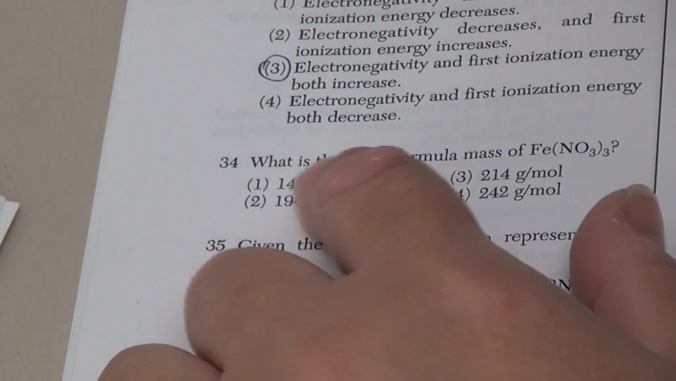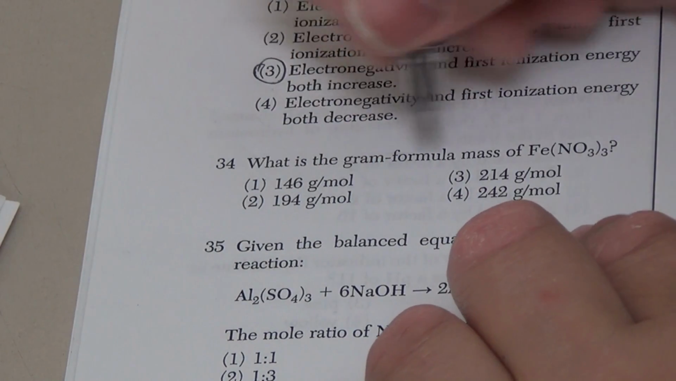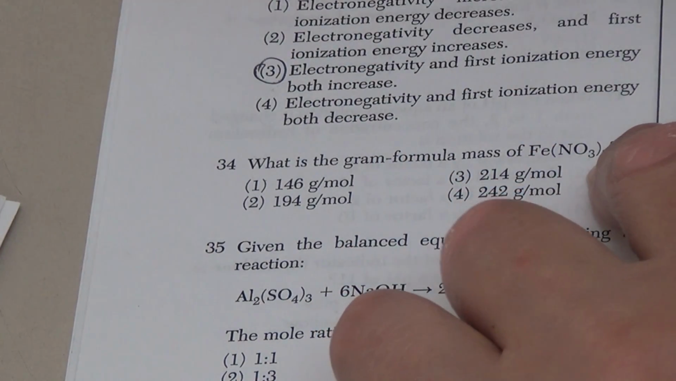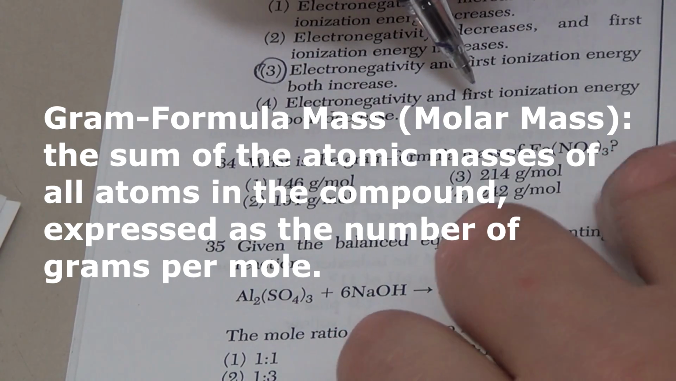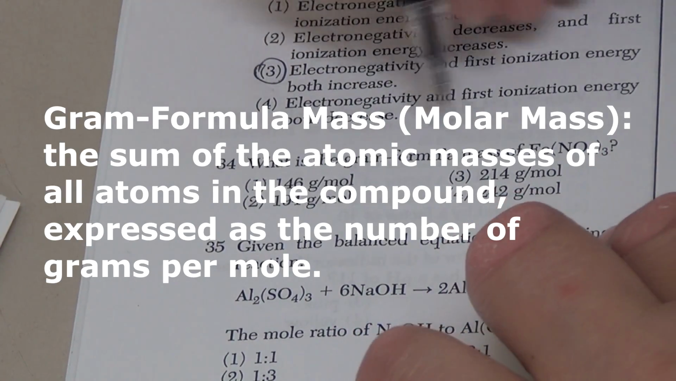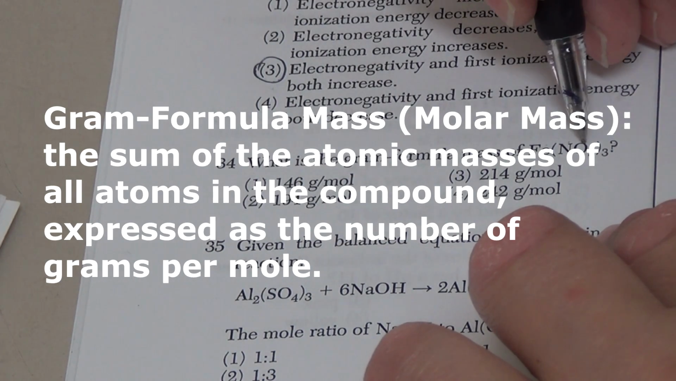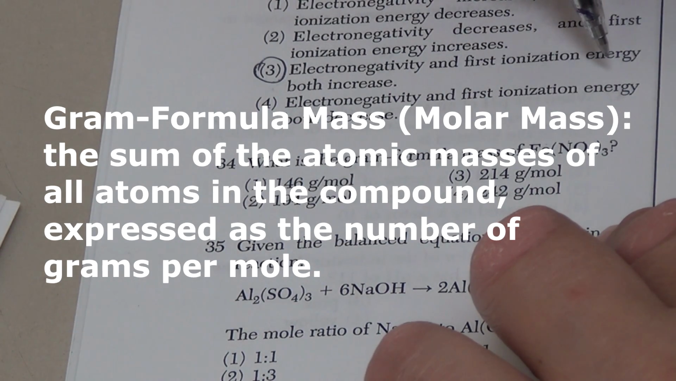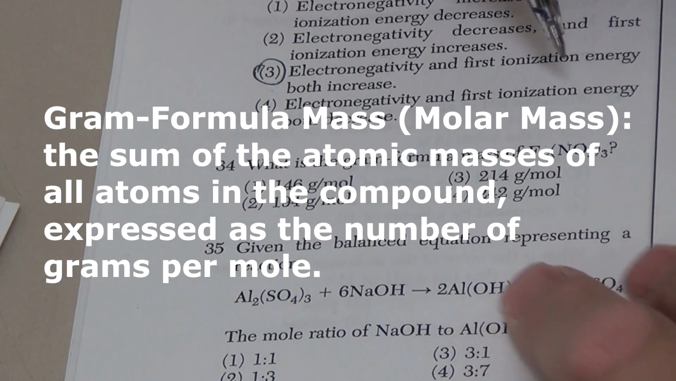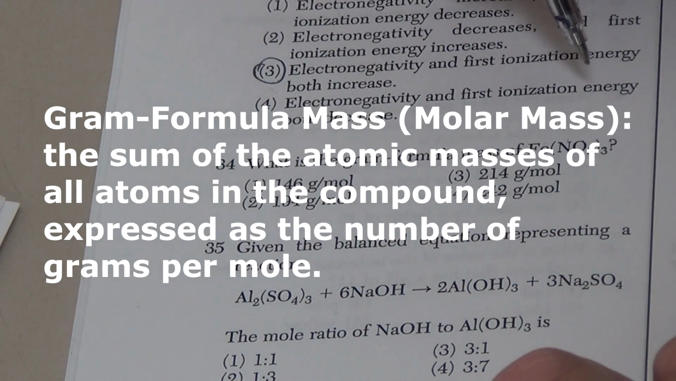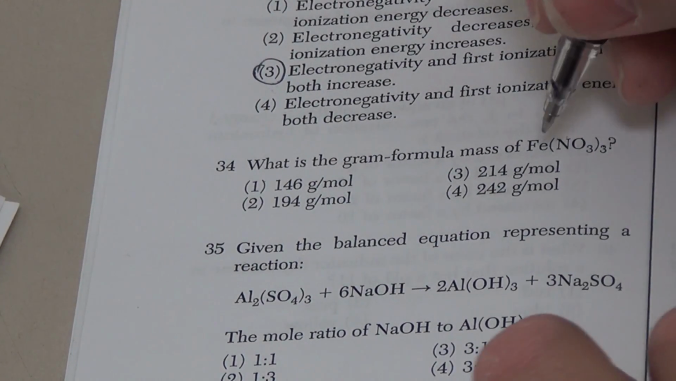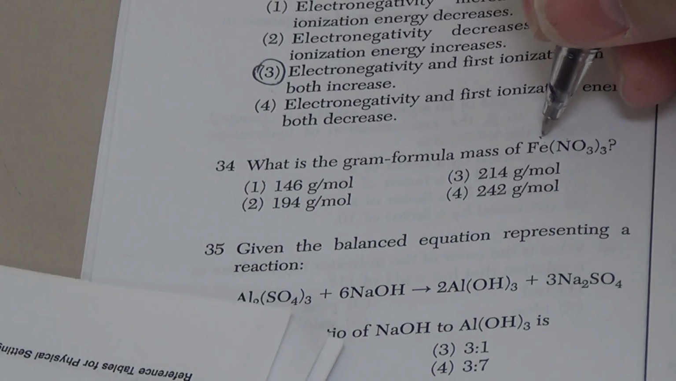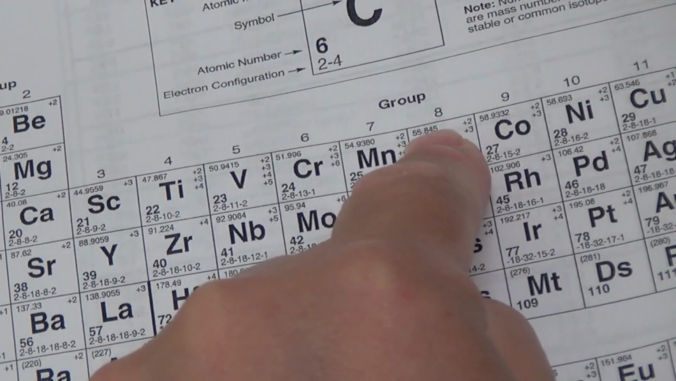Number 34, what is the gram formula mass of iron 3 nitrate? Well, there's no need to guess this either. Gram formula mass, also known as molar mass, is simply the sum of the atomic masses of each element in the compound. Now, in my class, I teach the students that the atomic mass is rounded to the nearest tenth. So that's what I'll show you. Iron, of which there is 1, has a mass of 55.8 grams per mole.